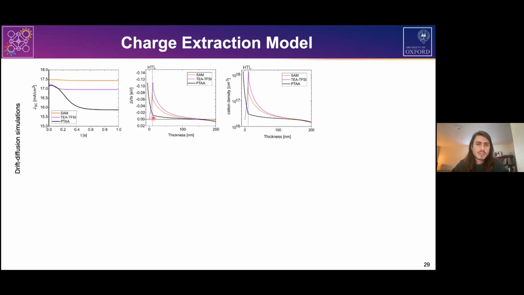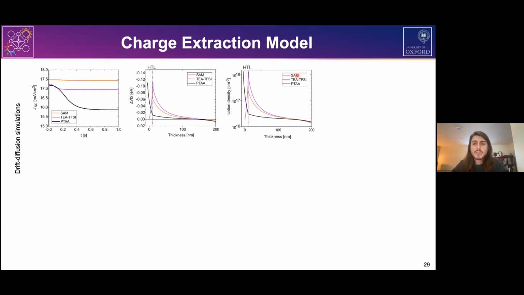but almost all the potential drops across the whole transporting layer. Whereas in the SAM case and the TA-TFSI case, we have a change in potential already in the perovskite. And if we then look at the same picture in terms of ion densities, we see that with PTAA, most of the ions are accumulating in the HTL, so they can diffuse into the HTL and accumulate there.